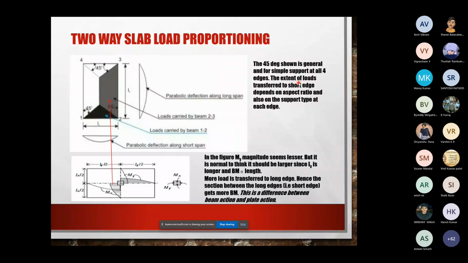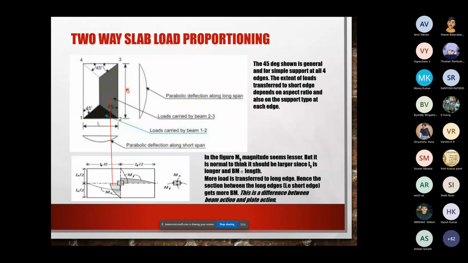So one thing that you will know is the extent of the loads transferred to the short edge depends on the aspect ratio and also on the support type at each edge. Meaning that if it's all simply supported, then this works. If two sides are fixed and the other two sides are something else, then it's different. Slightly different maybe. So these are some things which you may want to keep in mind.